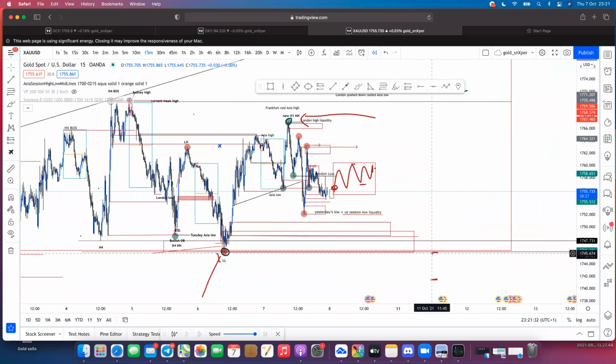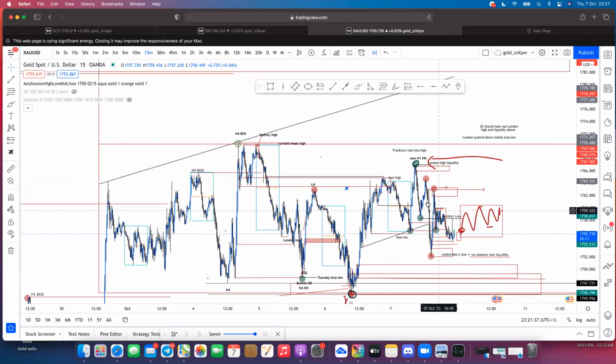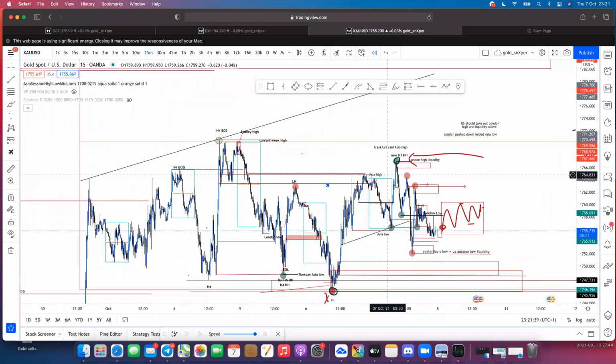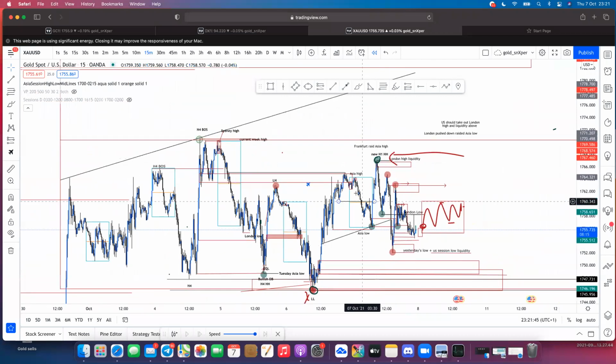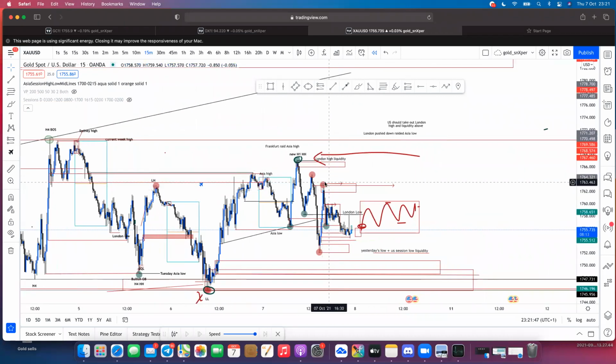At least you guys are thinking about the right things, but there's no maybes in the market. Like, was there a maybe Frankfurt raided the high? Like, it did it, right? And was there a maybe London shifted and took out the Asia low? Not really, it did it.